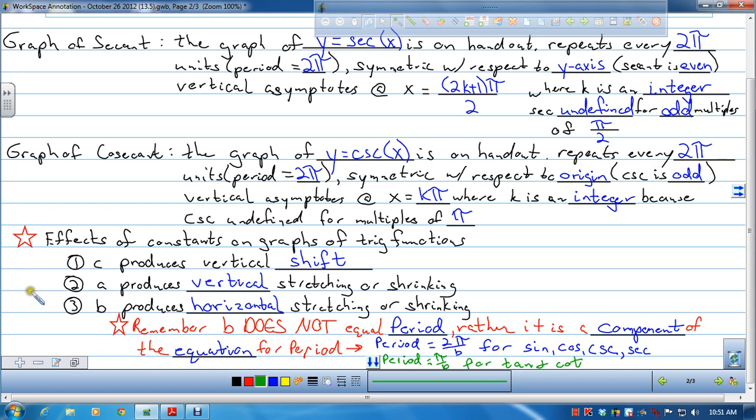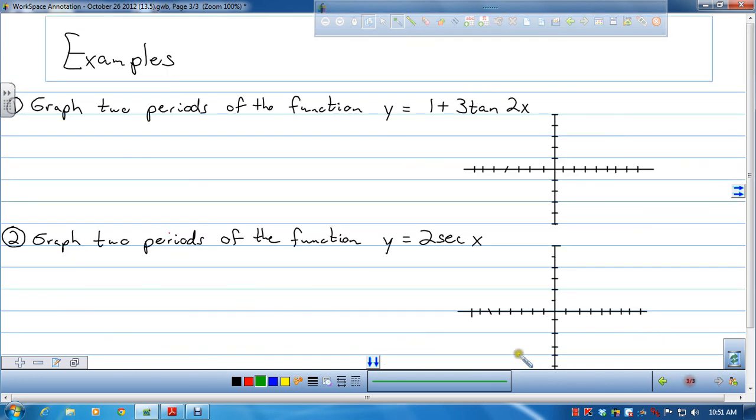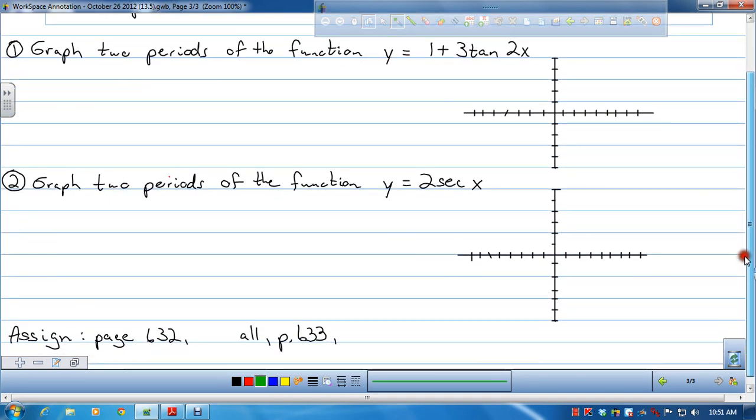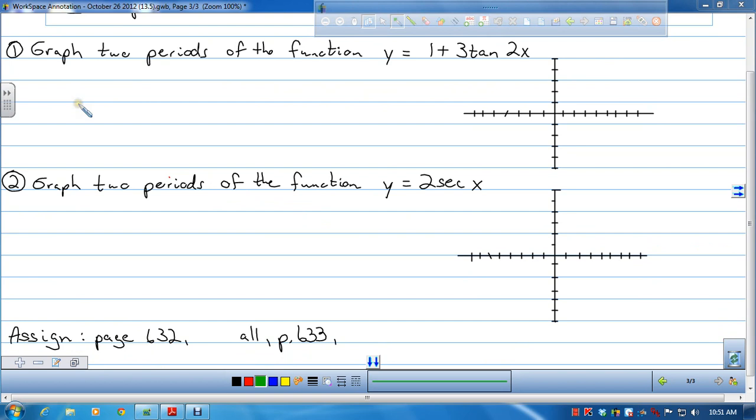We're going to do a couple of examples. Again, I would encourage you to do these and check them on the calculator. You need to be able to come up with the key points on the graph, but it's a good idea to check these with your calculator so you know you're doing them correctly. Okay, we'll take a look at these all together.